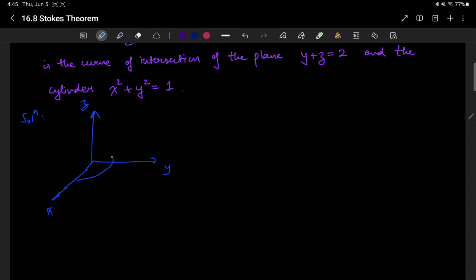We have a cylinder based on the x and y axes, but it's getting chopped off at an angle by this plane given by y plus z equals 2. And then you have just a regular cylinder, which is x squared plus y squared equals 1.